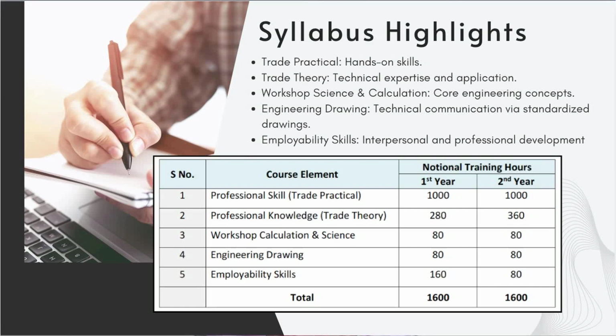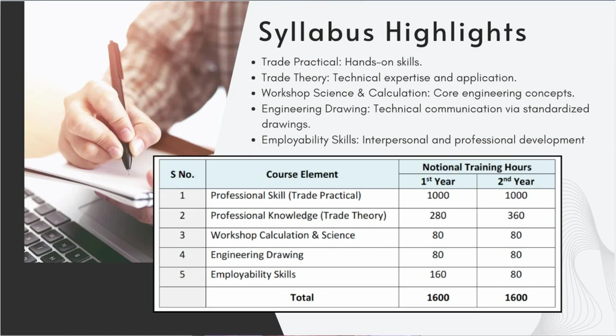Then there is also the course on employability skills. That is, it develops transferable skills that make a candidate employable, including technical knowledge, effective communication, and teamwork skills aligned with employer expectations. Here is a table that depicts the distribution of training hours across various course elements during a period of 2 years as per the recommended syllabus of the Craftsman Training Scheme of the Government of India, Ministry of Skill Development and Entrepreneurship and Directorate General of Training.